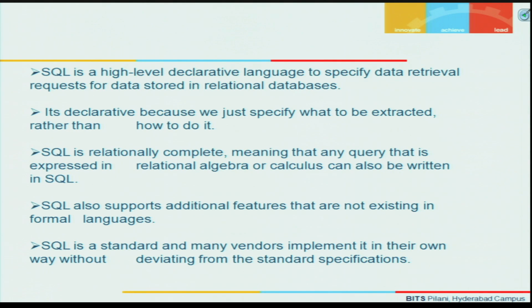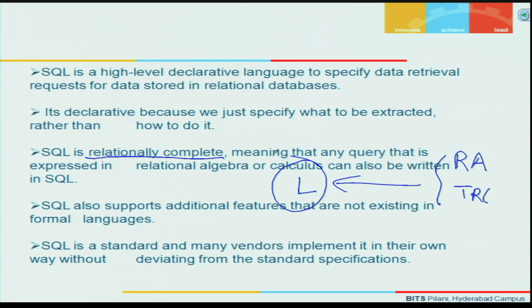SQL is relationally complete, and this notion of relational completeness was also discussed in the previous class. It is the way we can assess the quality or expressive power of a query language. Suppose there is a language L. It is called relationally complete if I can write, in the given language L, all the queries that I can specify using relational algebra or TRC. We say that SQL is relationally complete, meaning that any query expressed in relational algebra or calculus can also be written in SQL.